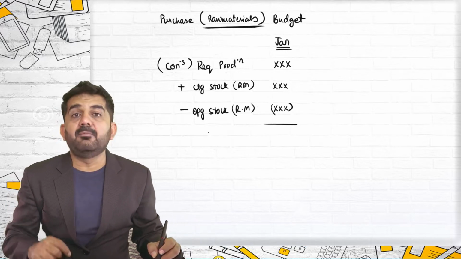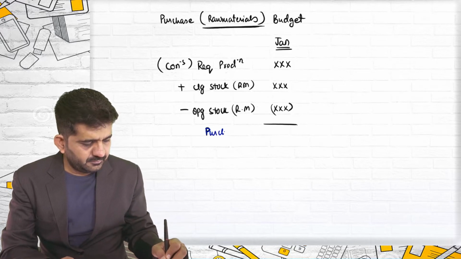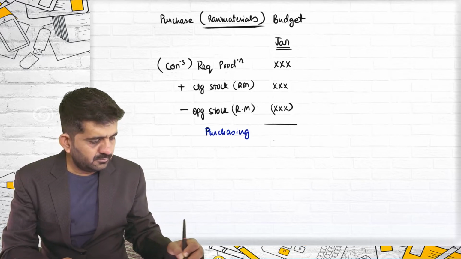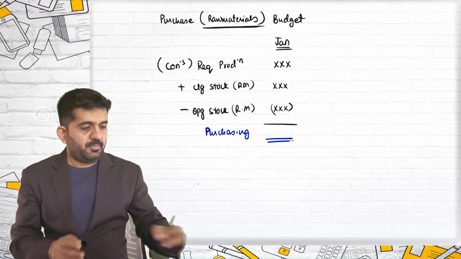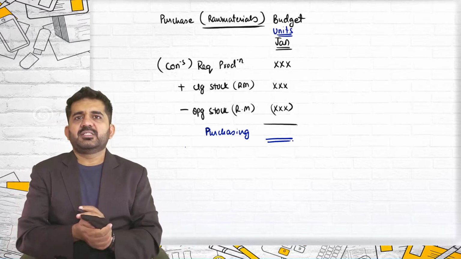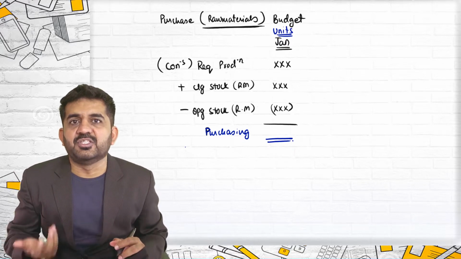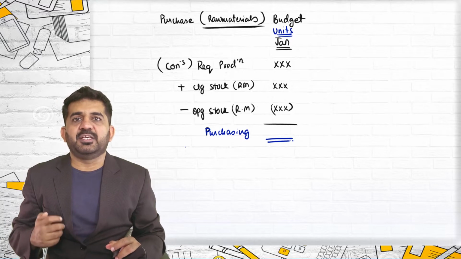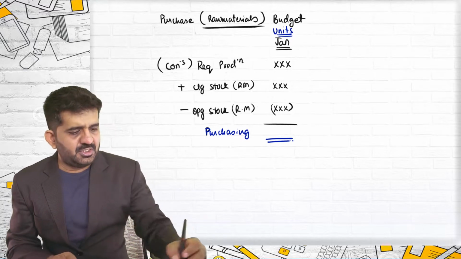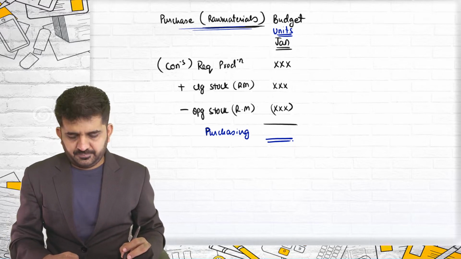I will be manufacturing, no, I will be purchasing this many raw materials, and all answers are in units. So the same concept, just the sales is replaced by consumption and the production is replaced by raw material purchase. This type of budget is known as a raw material purchase budget.